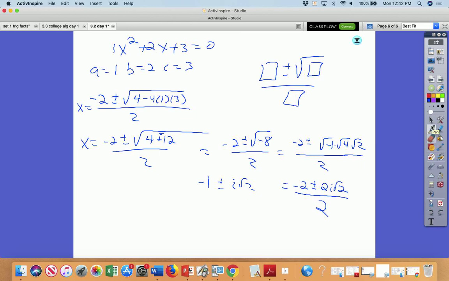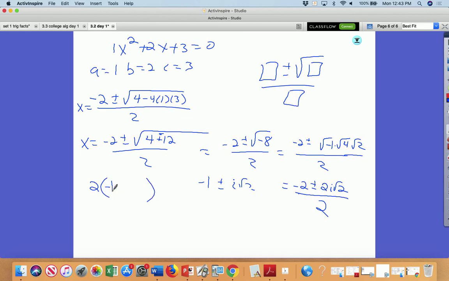So let's go back and do it just like we would the other one. Let's factor out a 2. So if I factor a 2 out, I get negative 1 plus or minus i square root of 2 over 2. And then those factors of 2 cancel just like we did before. And you get the same thing. So again, when you have imaginaries, make sure that you divide the real part by the bottom and the imaginary part by the bottom, or you could have factored the 2 out and you, in this case, get the same thing.